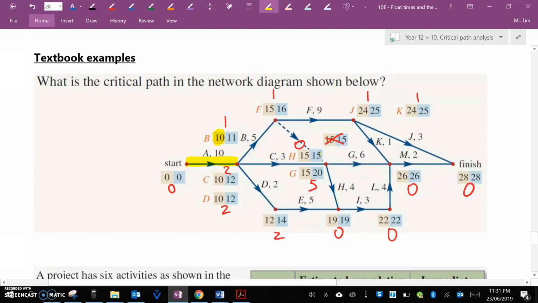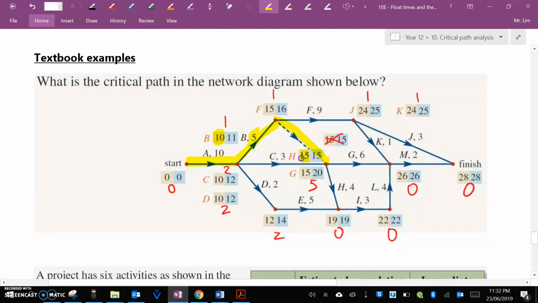Instead, 10 plus 5 is equal to 15, because remember, we have a dummy here. So technically, this is B. That is also activity B. 10 plus 5 is 15. Does that say 15? Yes, it does. So, activity B is part of the critical path.